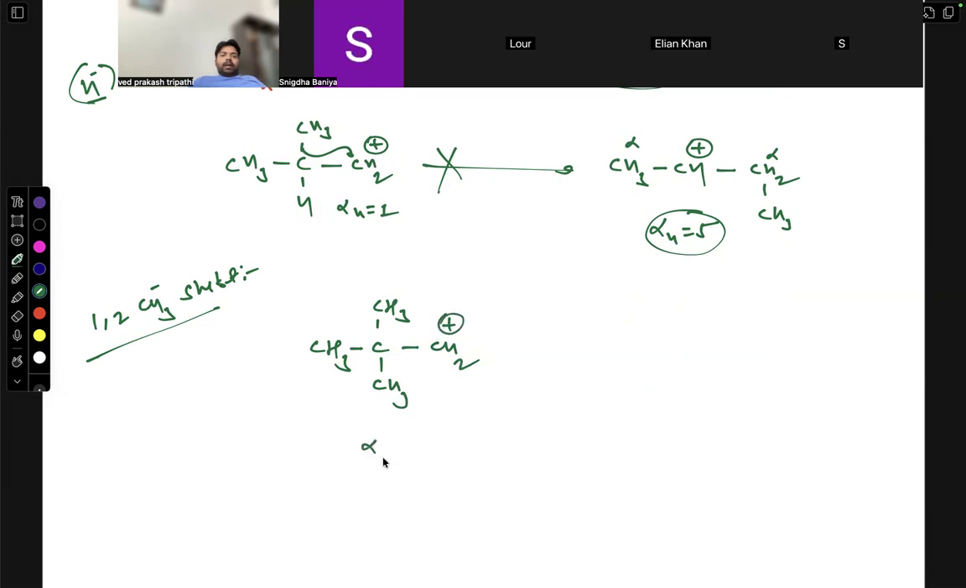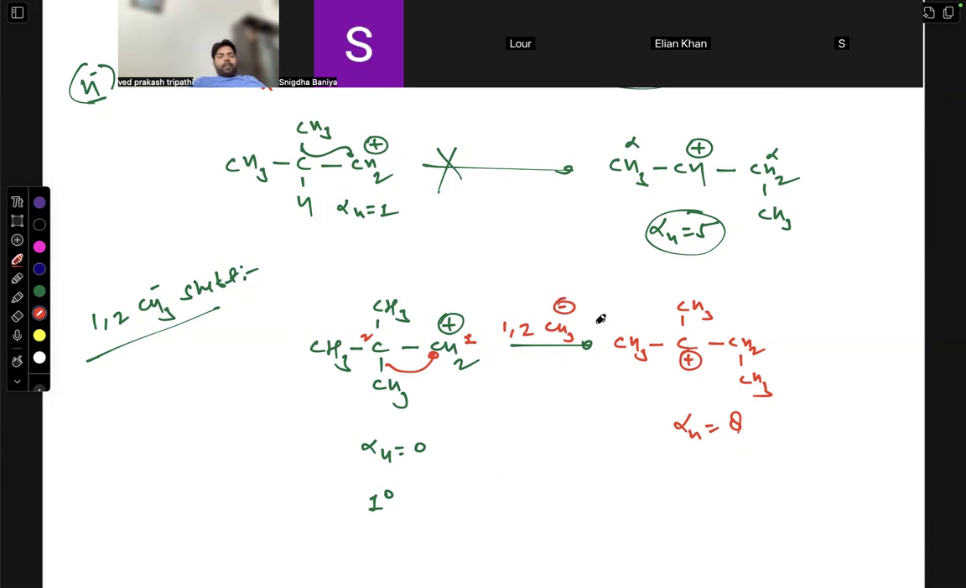Now here, alpha H is just 0 and this is primary carbocation. So you can shift one of the methyl group. Why is this 1, 2 shifting? Because this is 1, this is 2, okay? So if you are going to form a new carbocation, how many alpha H? 3, 3, 6, 2, 8. So stability increases. This is called 1, 2 methyl shift. Make sense? Please tell me everyone.